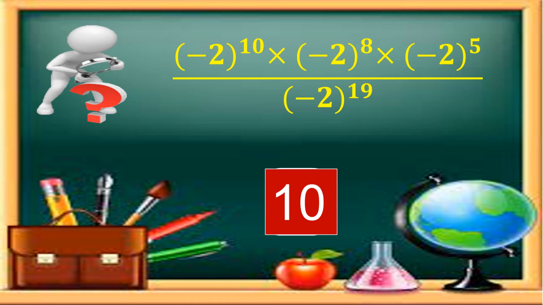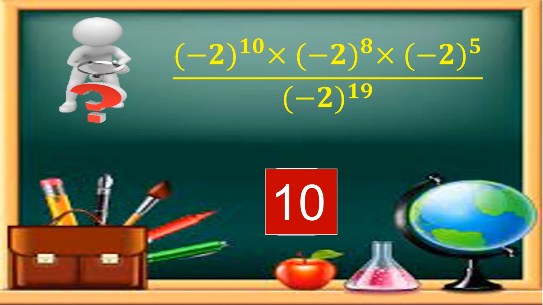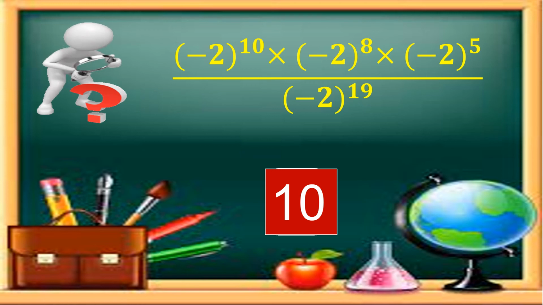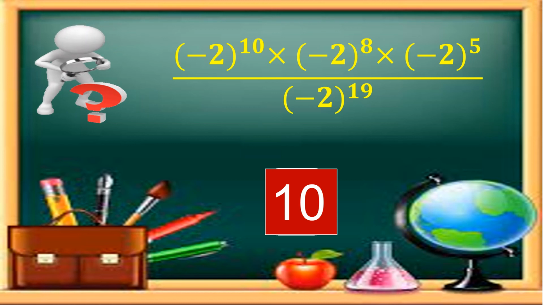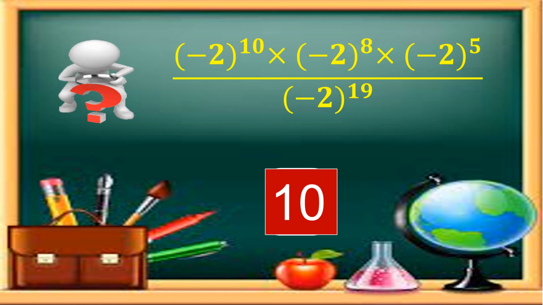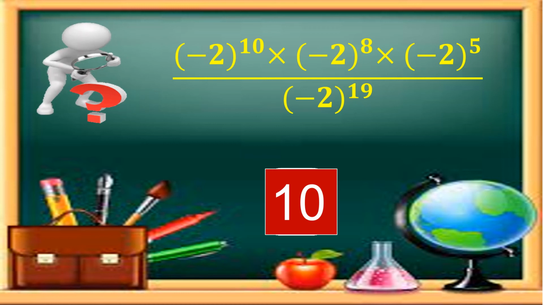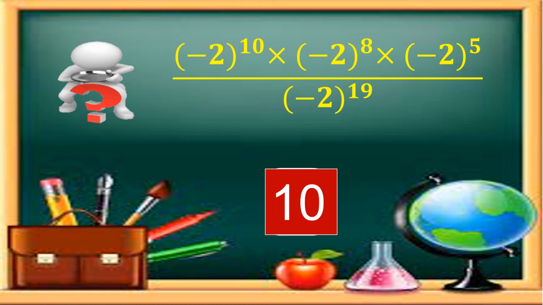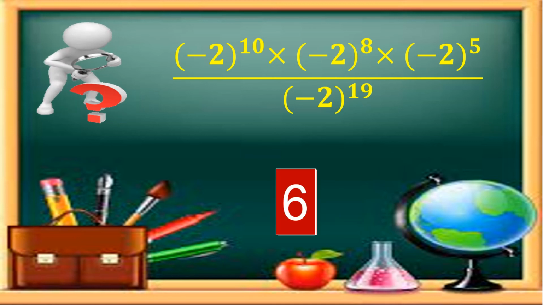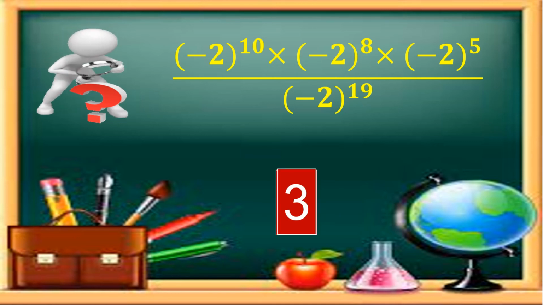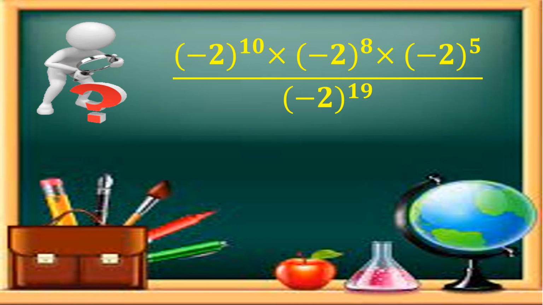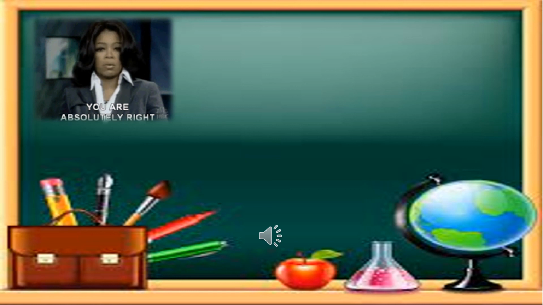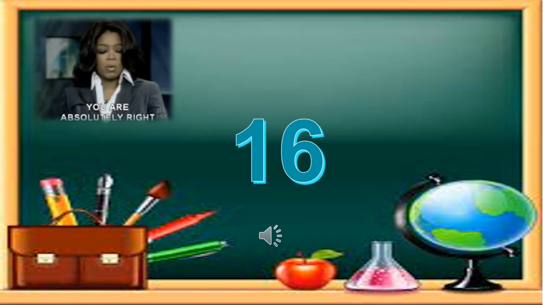So let us have a short quiz. Please answer the question. Negative 2 to the power of 10 times negative 2 to the power of 8 times negative 2 to the power of 5 over negative 2 to the power of 19. What is the answer? I will give you 10 seconds to answer this one. Timer starts now. Time is up. What is your answer? You're absolutely right. The answer is 16.